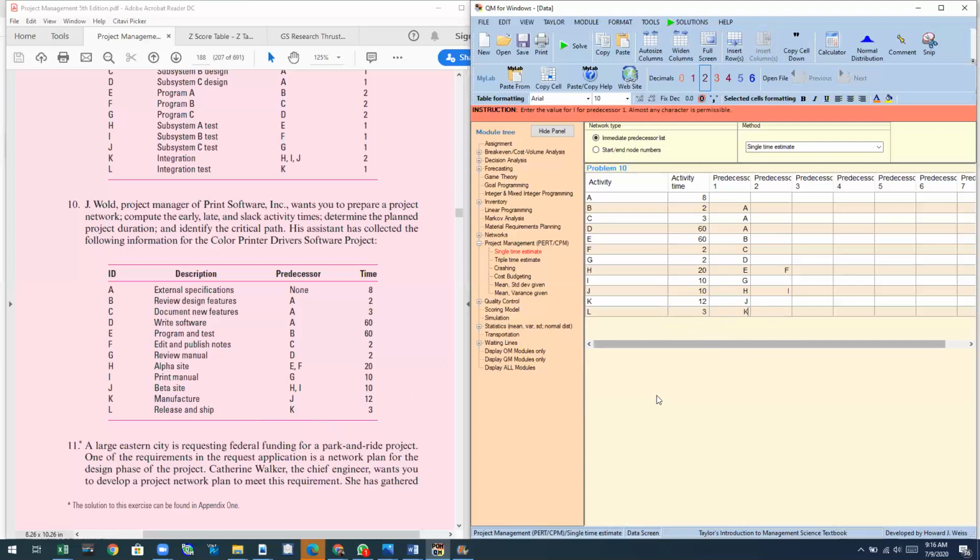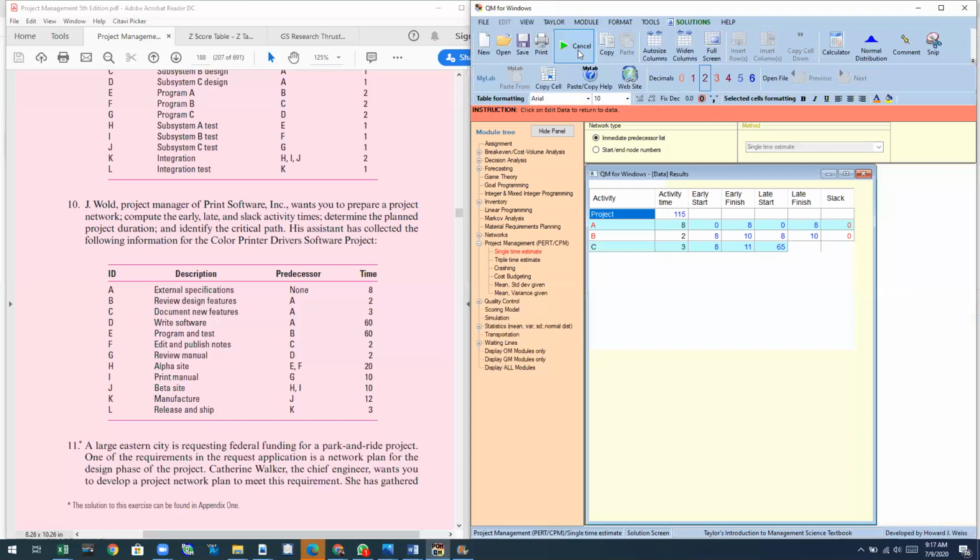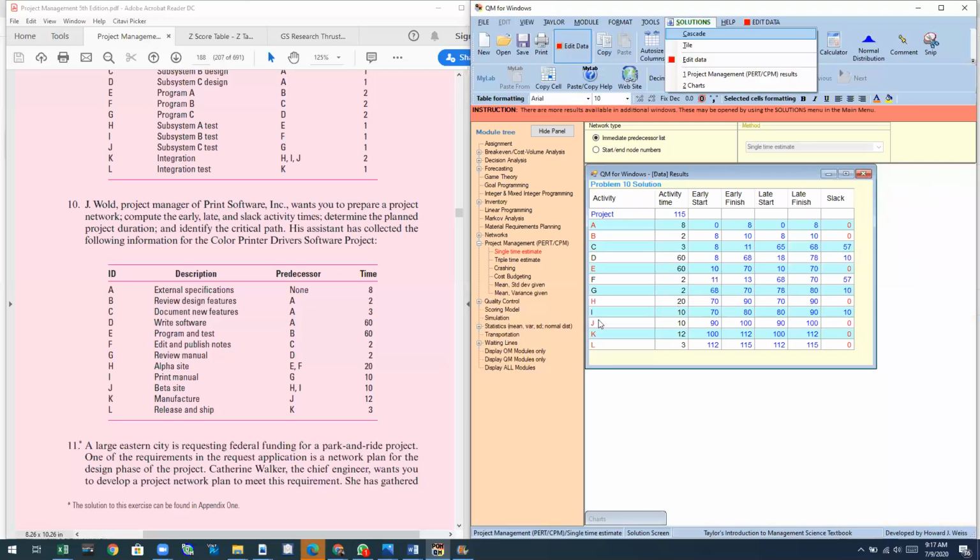So the method is single time estimate, because there's only one single time, and we're using the immediate predecessor list because it's most appropriate when we are working on an activity on node structure, like this one. Once we are done, we click solve, and then it gives us the data. Remember, the problem asks us to prepare a project network and compute the early, late, and slack activity times.